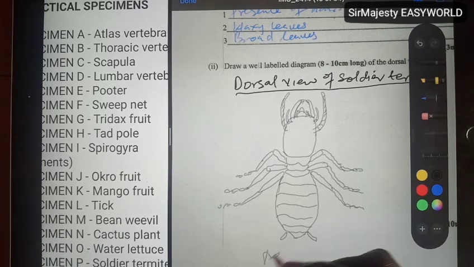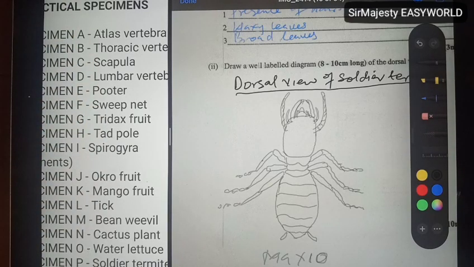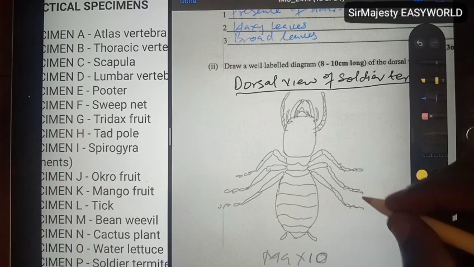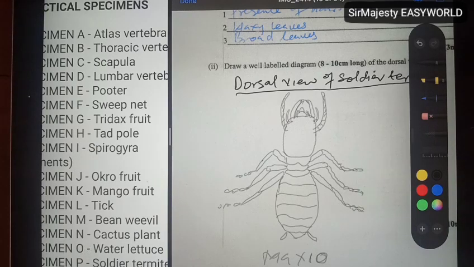Then magnification for termites, you are supposed to use times 10 because it's too tiny, such that 8 to 10. No, for soldier termite, don't use times 1. This drawing shows a magnification that is not less than times 5. Of course, you can use times 10 or times 8 depending, but don't use times 1 or times 2. That becomes wrong.